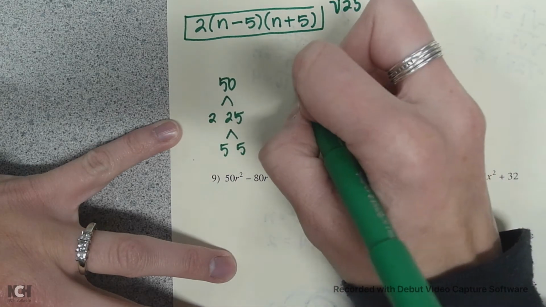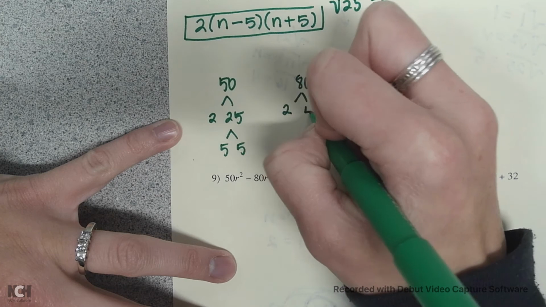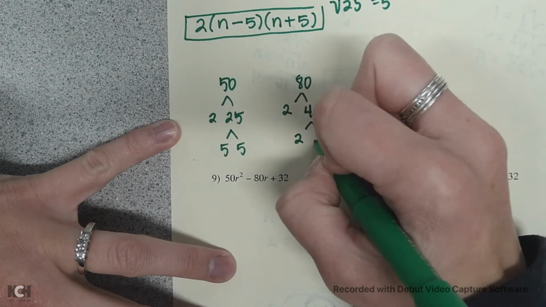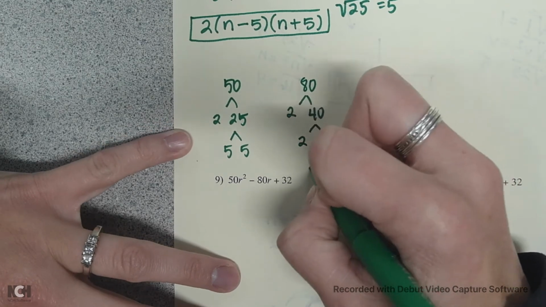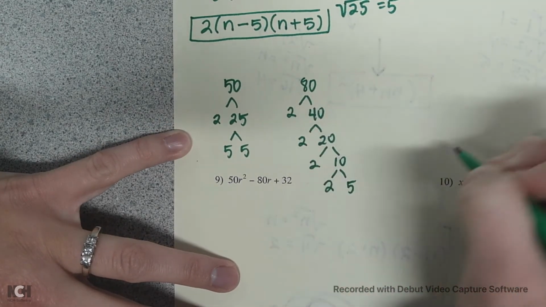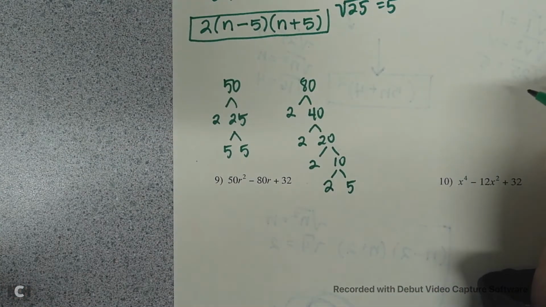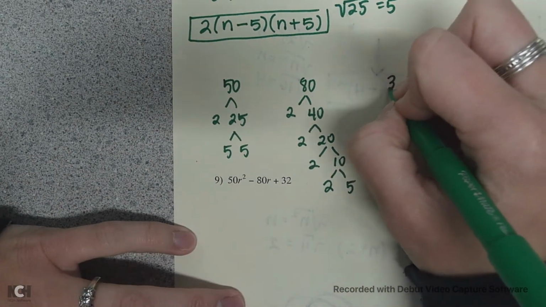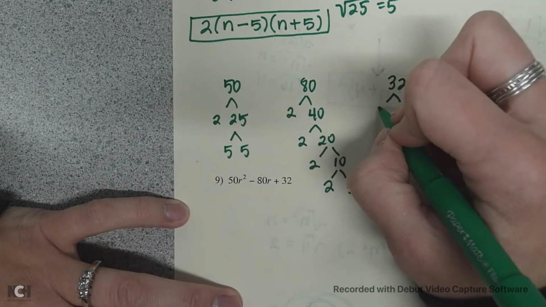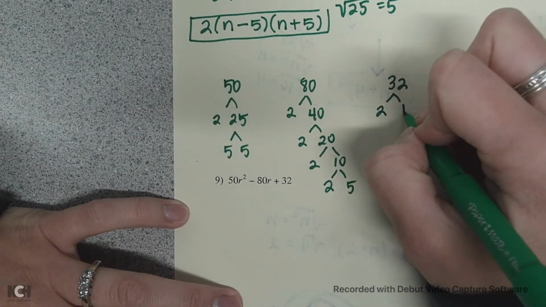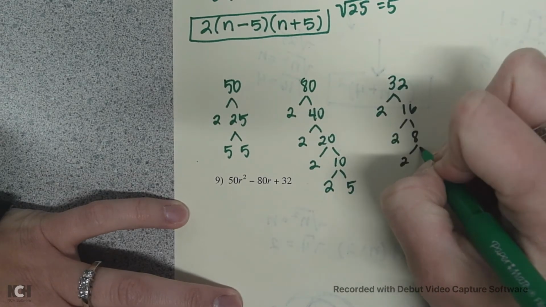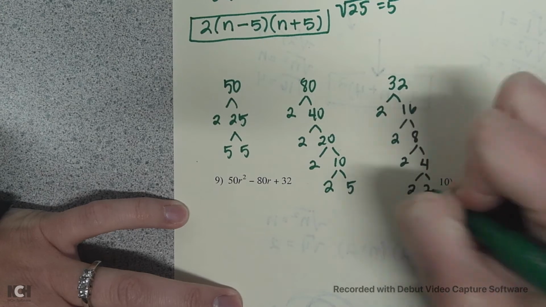Let's do 80. 80 divided by 2 is 40, and 40 divided by 2 is 20, and 20 divided by 2 is 10, and 10 divided by 2 is 5. So there's that factor tree. 32. 32 is what? I guess we could just keep going with the 2s. 2 and 16, and 2 and 8, and 2 and 4, and 2 and 2.